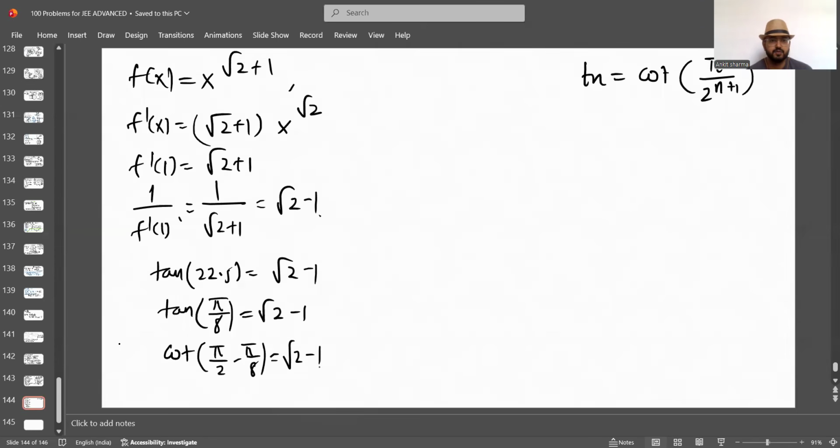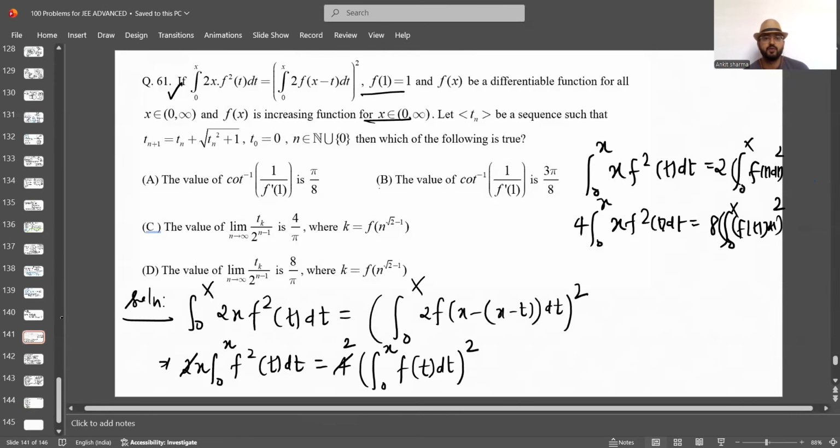So cot of 3 pi by 8 will be equal to root 2 minus 1. That means cot inverse of 1 over f dash of 1 is going to be basically 3 pi over 8. So option A would be incorrect, since pi by 8 is for tan.